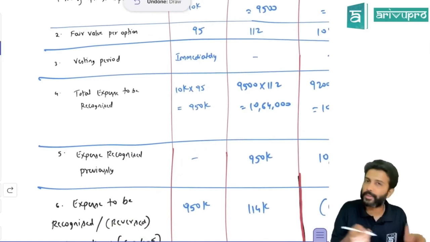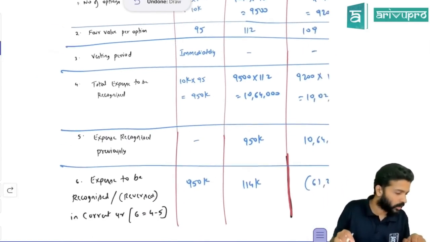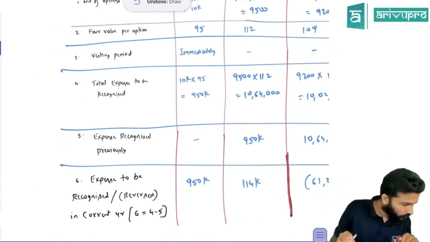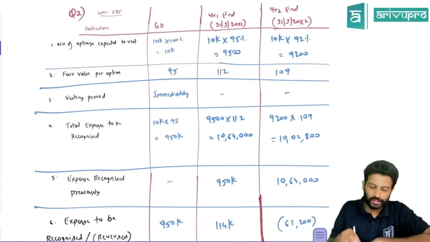Have you recognized any expense previously? No, 0. So the expense to be booked is the 9,50,000 itself. This is on the grant date.